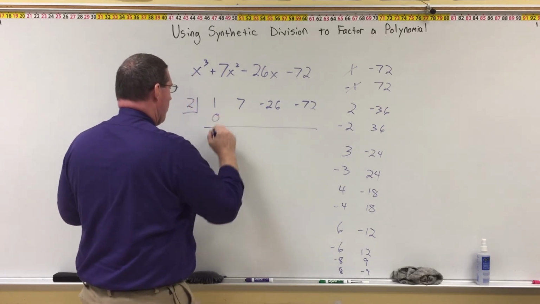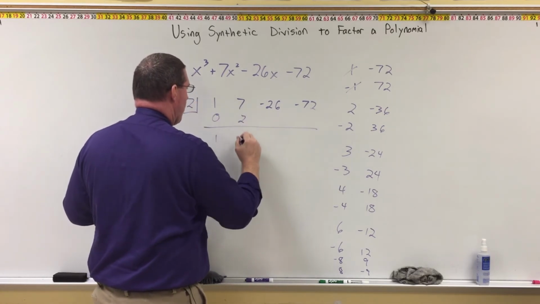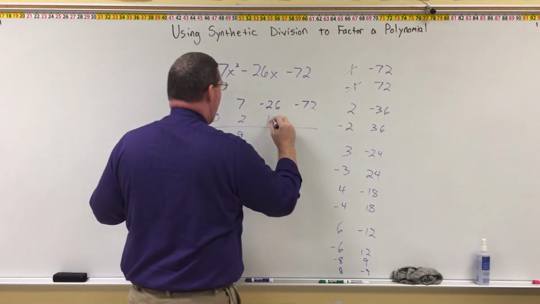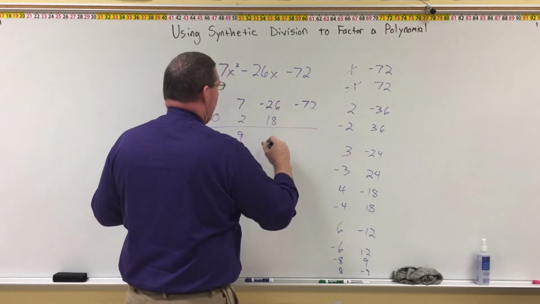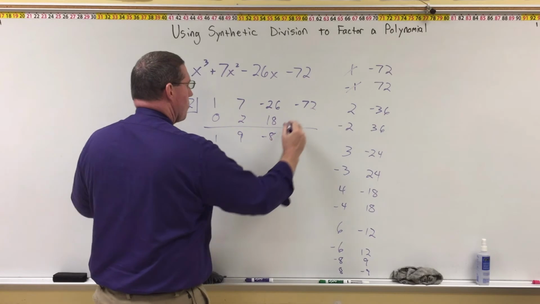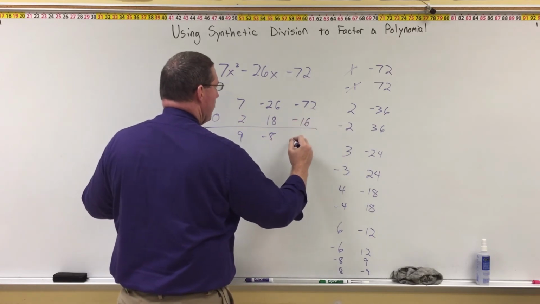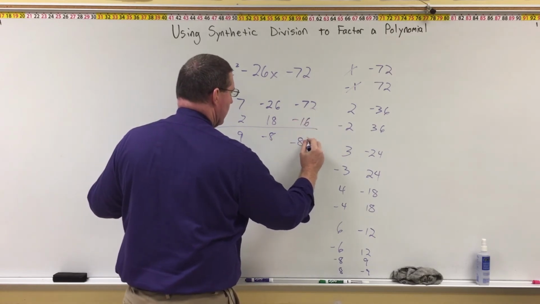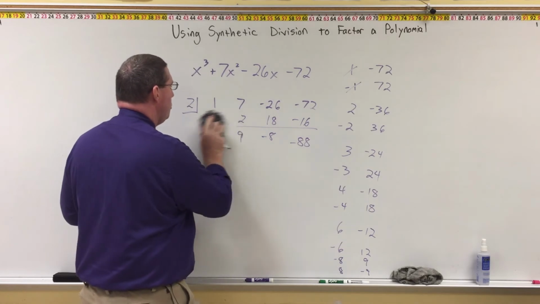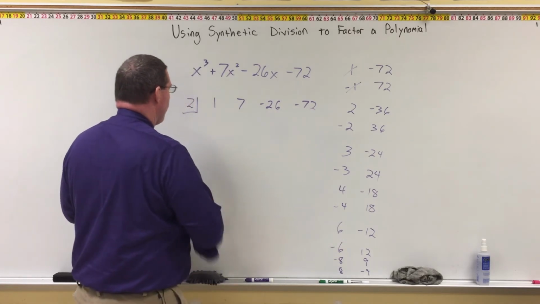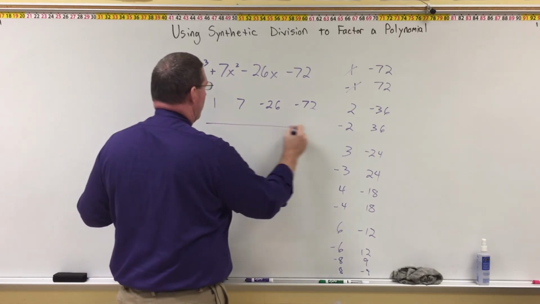Put a 0. 1 plus 0 is 1, times 2 is 2, plus 7 is 9, times 2 is 18, minus 26 is negative 8, times 2 is negative 16, and then we get negative 88. Not 0, therefore 2 does not represent one of the factors. So now we'll go to negative 2.